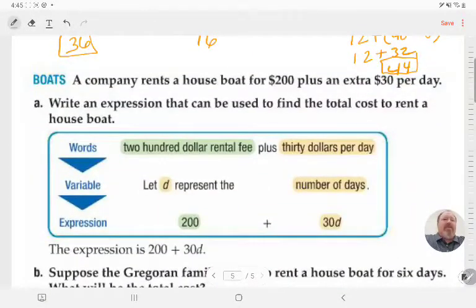All right, let's take a look at a word problem. It says a company rents a houseboat for $200 plus an extra $30 per day. Write an expression you can use to find the total cost to rent a houseboat. So we know that it's $200 in rental fee plus $30 per day. We can let D represent the number of days. So it'd be 200 plus 30 times D. Okay? So the expression would be 200 plus 30D.